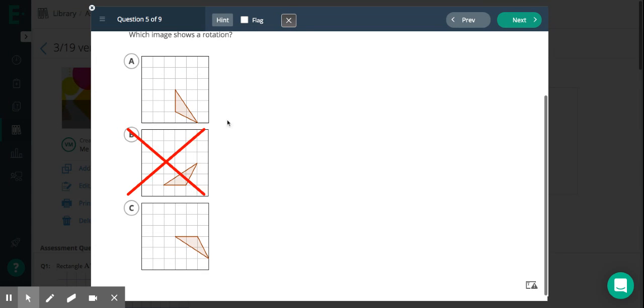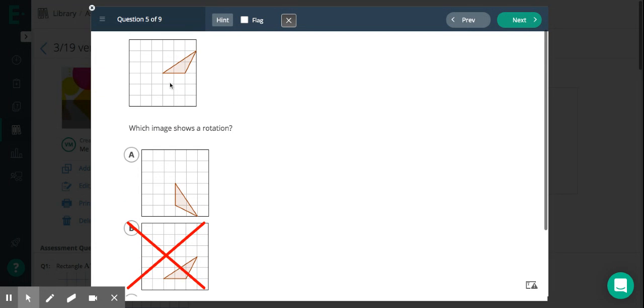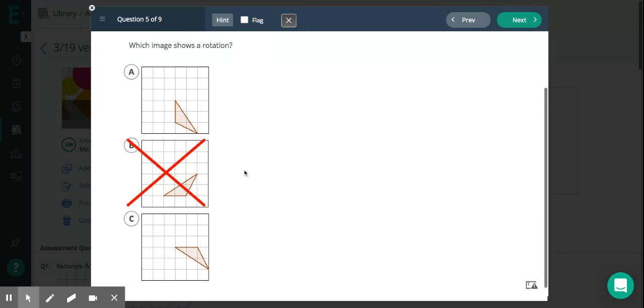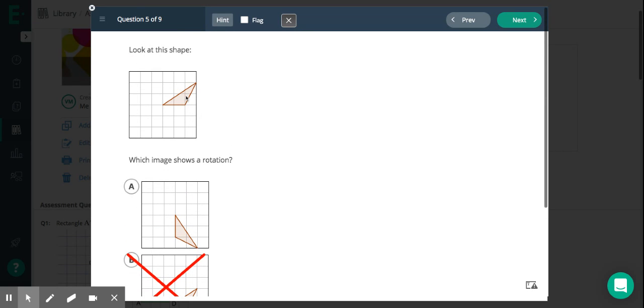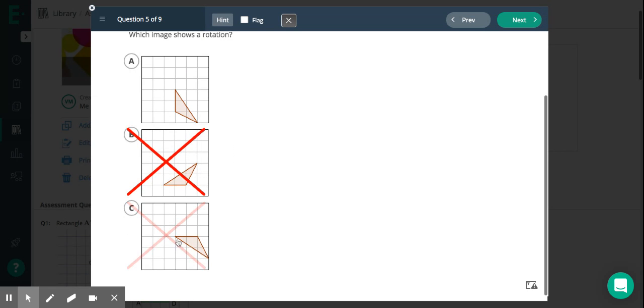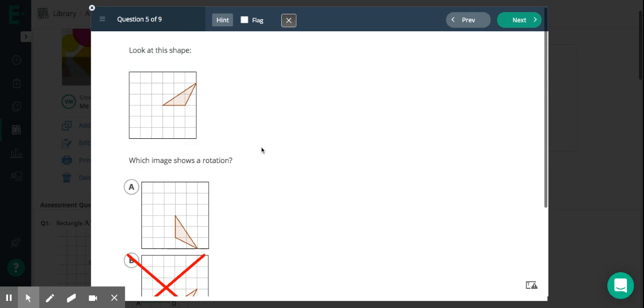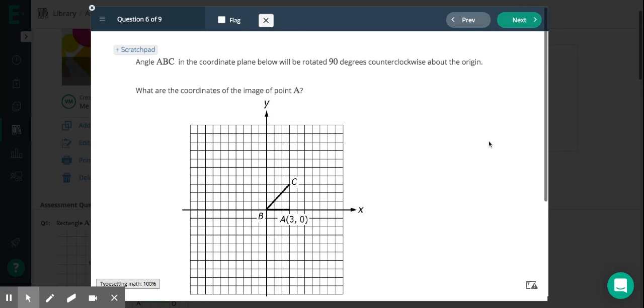Well, B does. It looks like they just took your image and pushed it down and over. So that's a translation. Now, if we take a look at C, what are they doing with C? If I reflect the first one, meaning fold it or flip it downward, I end up with C. So C is not going to be the option. A is going to be my choice because it looks like my triangle was turned. It looks like maybe they turned it downward here, or they could have turned and then turned again. So A would be your best option.